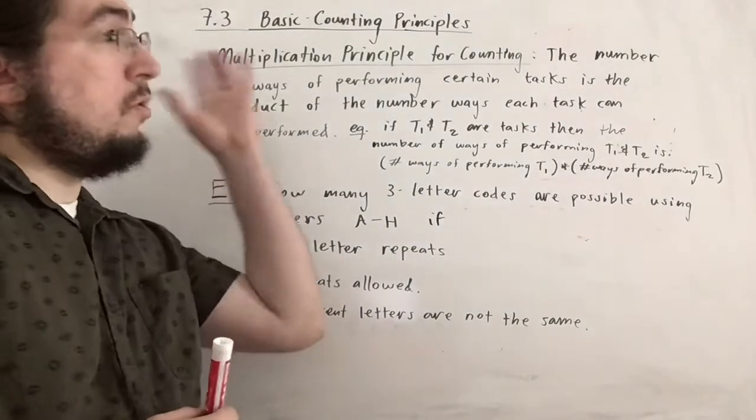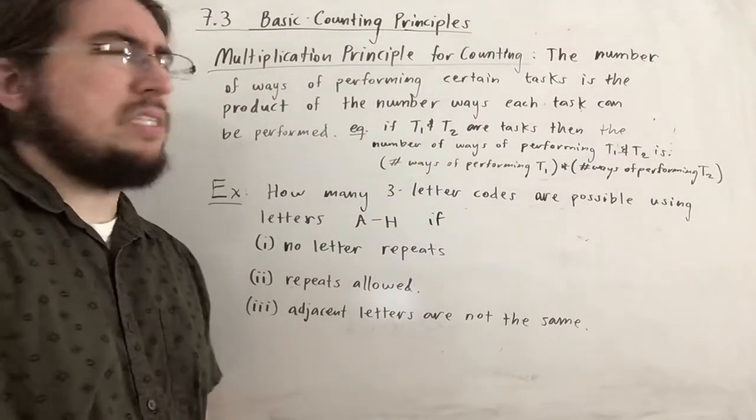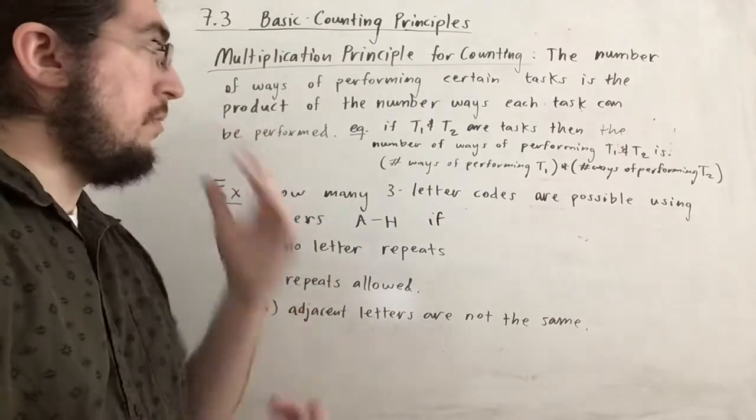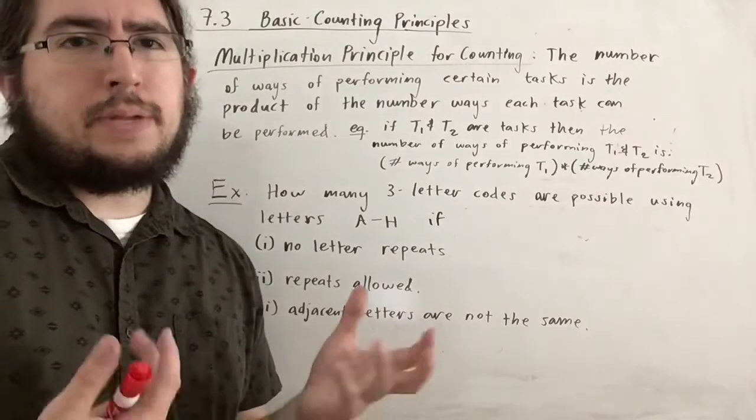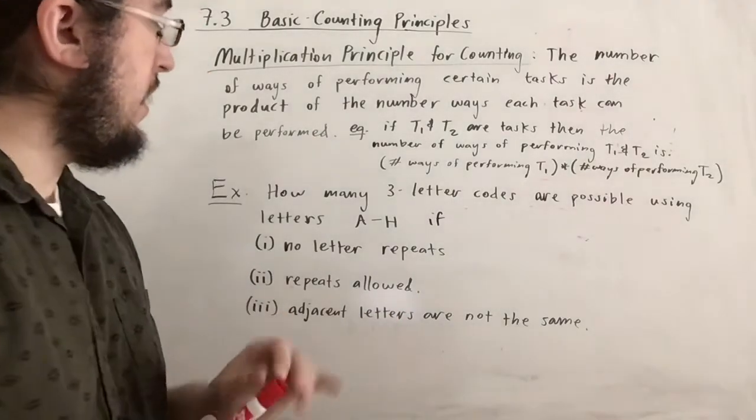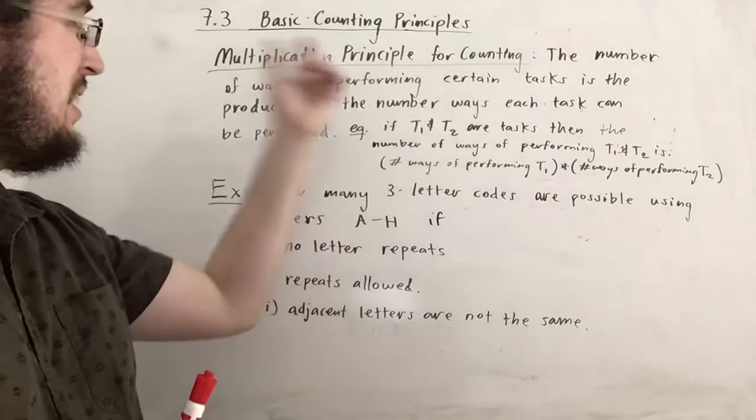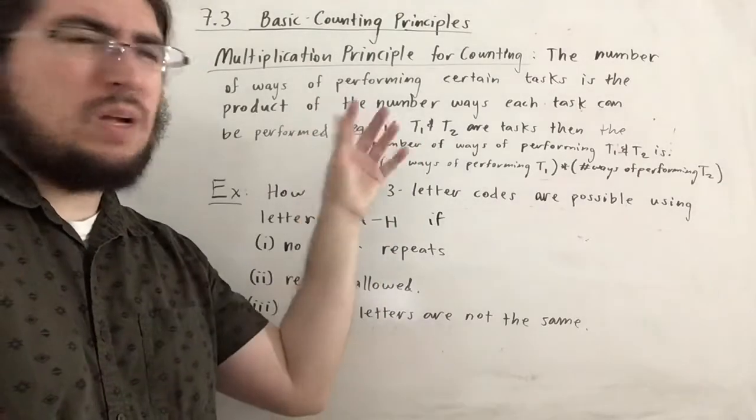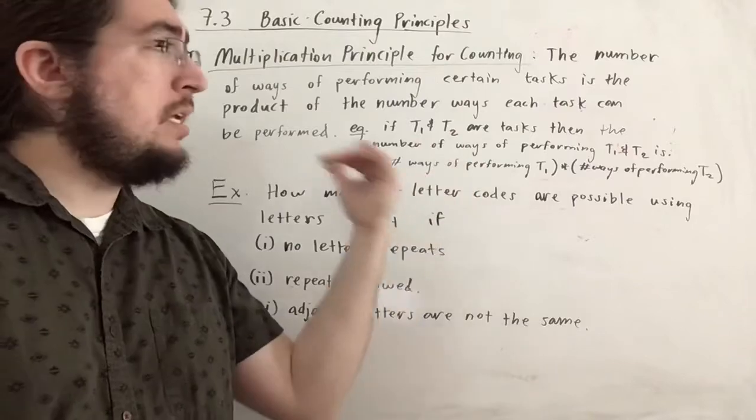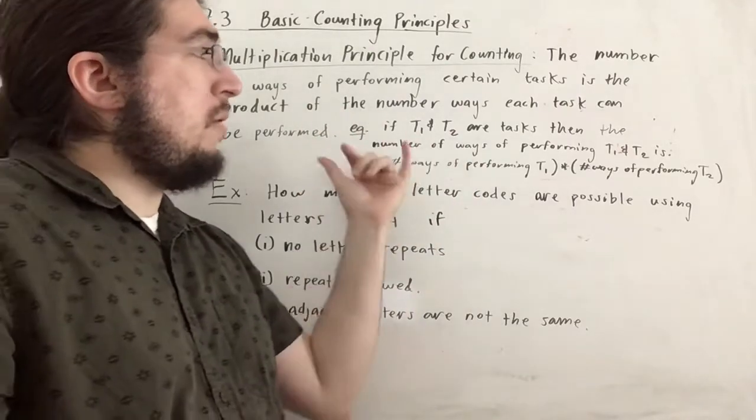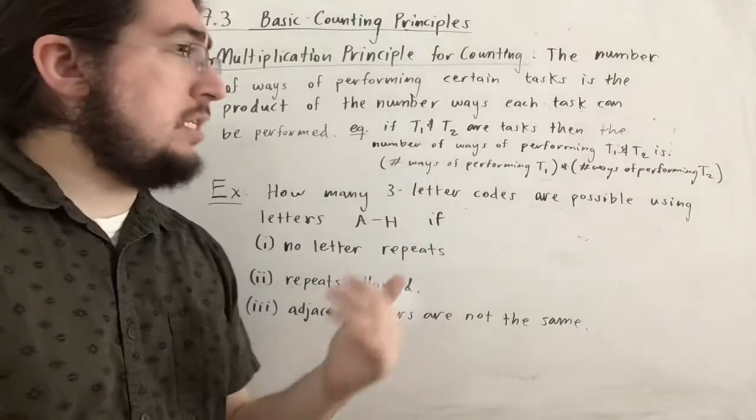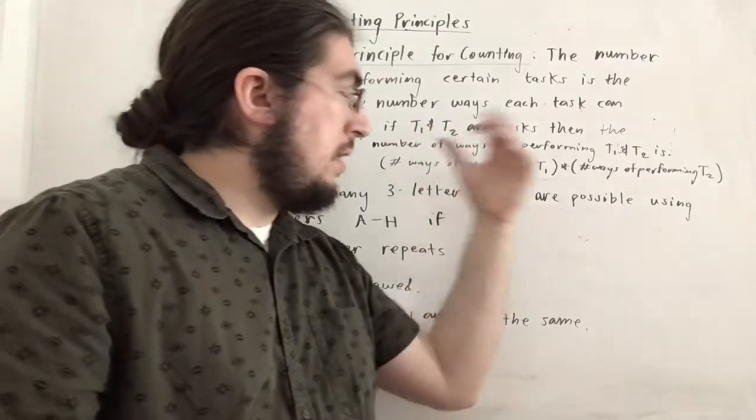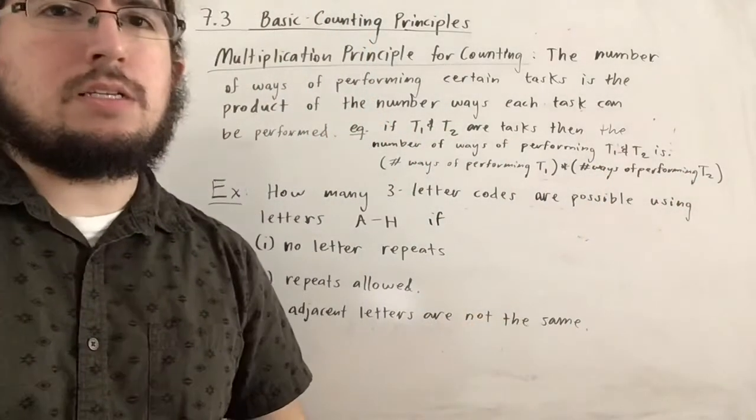All right, so here is the multiplication principle for counting. By the way, this is often known as the fundamental principle of counting, but the book here calls it the multiplication principle, which I think is fair because it has to do with multiplication. It says the number of ways of performing certain tasks is the product of the number of ways that each task can be performed. As a quick example, if T1 and T2 are tasks to be performed, then the number of ways of performing both of these tasks is the product of the number of ways of performing T1 and the number of ways of performing T2.